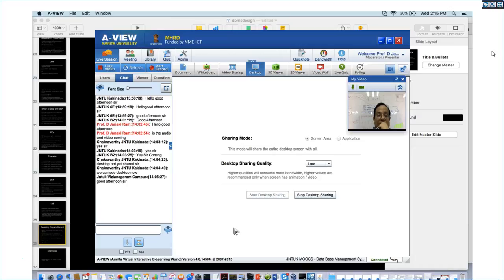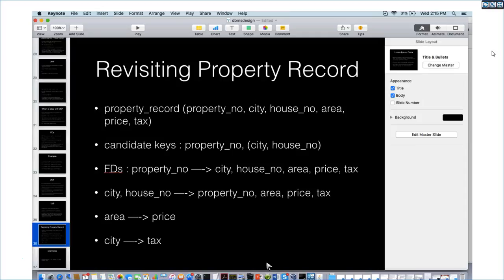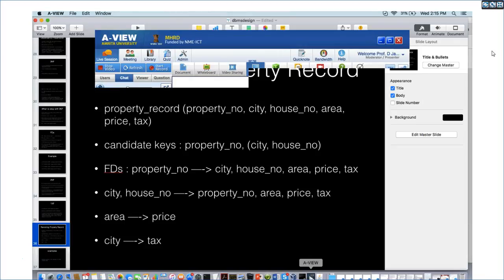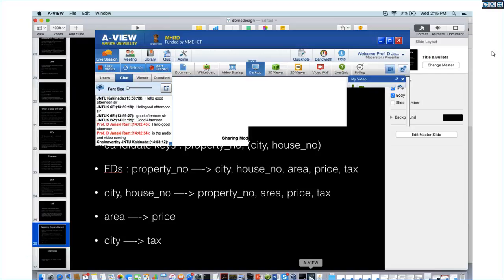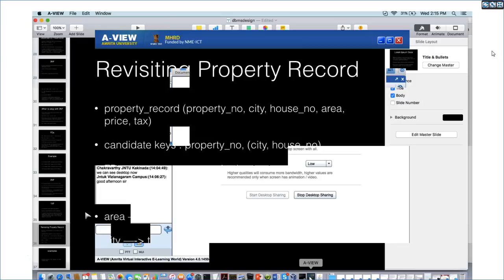Is this in second normal form? What is the condition for second normal form? Is this in third normal form? Is this in third normal form or in BCNF?